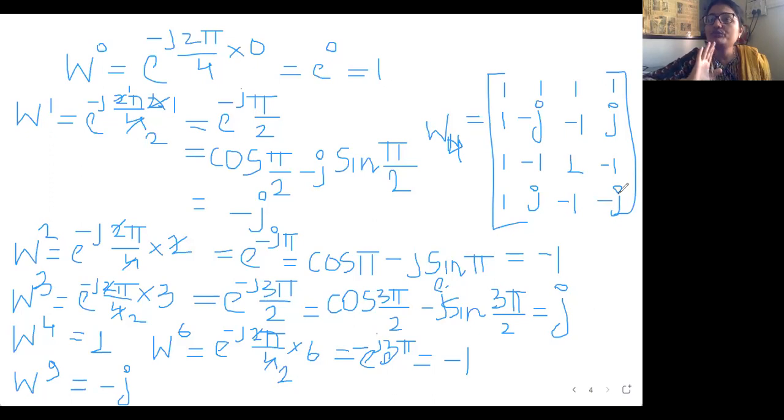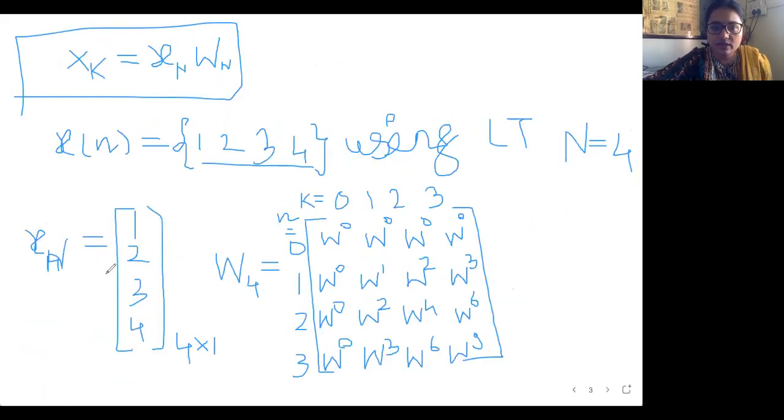Now I want to find out the DFT values. I have two matrices. The first matrix is this and the second matrix is this. Now we will be performing multiplication. We want to find out X of k. X of k is x of n multiplied by W suffix n. So we will perform multiplication of these two matrices. Ultimately we will get the answer for X of k.